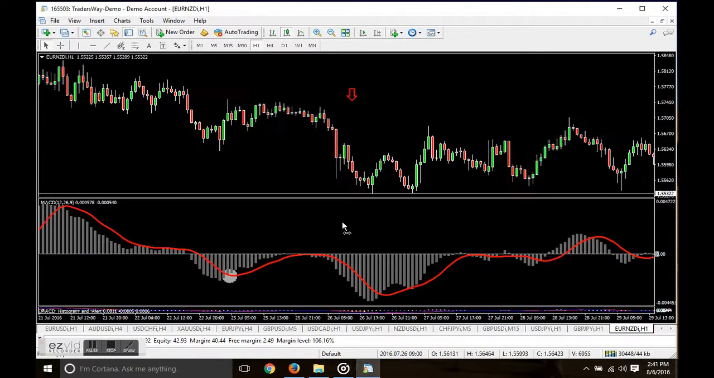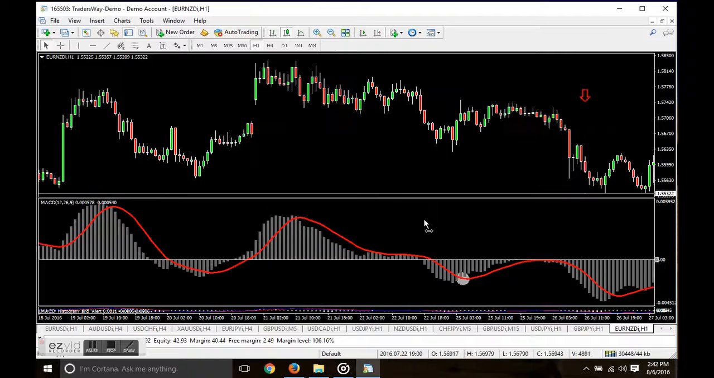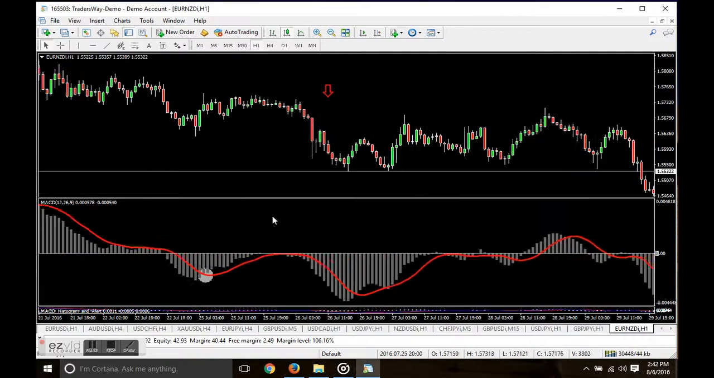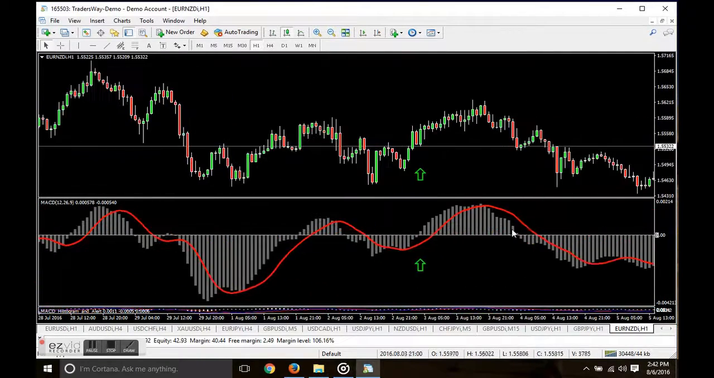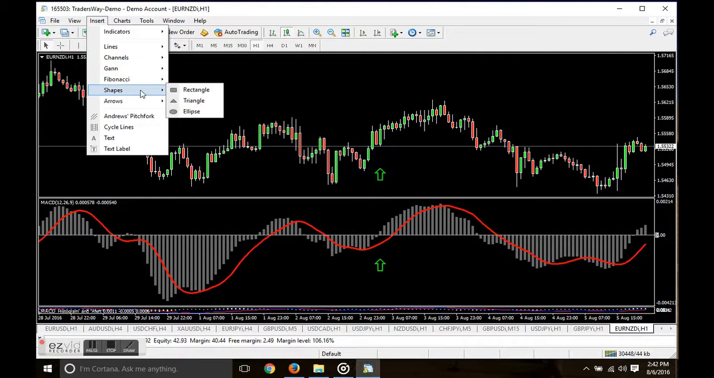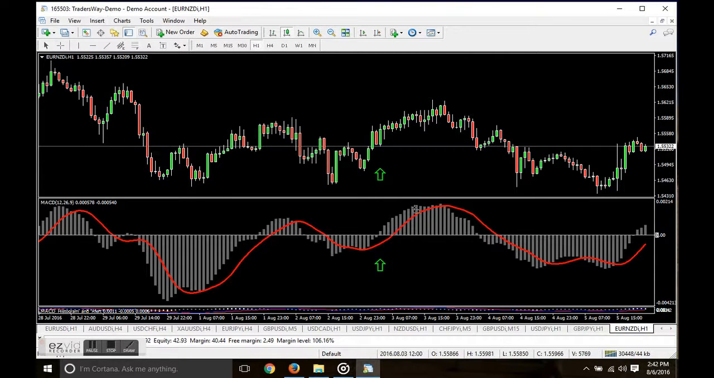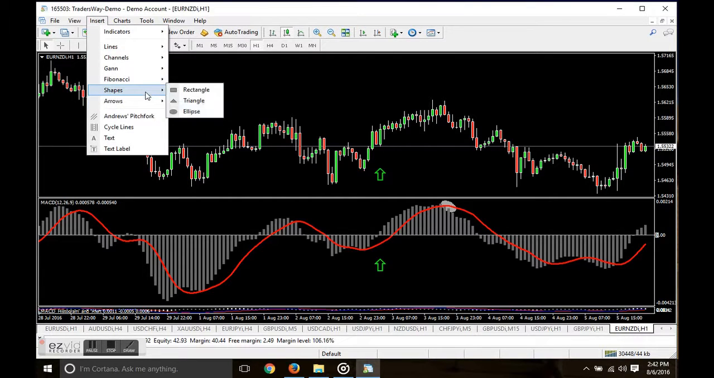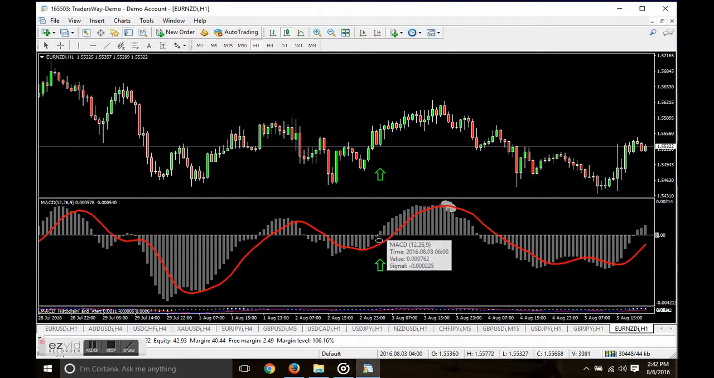You asked about MACD divergence. I don't really use divergence because there's not really a lot of divergence signals with MACD as of late 2016. But I'm going to show you how I like to use it. Now, I use it when the histogram crosses the MACD line. Actually, I'm going to go ahead and point out significant points where that happens.